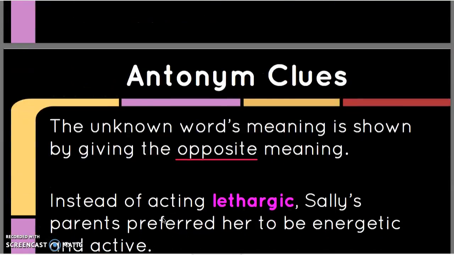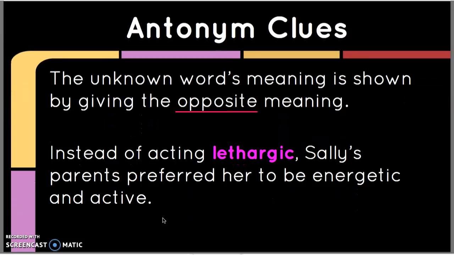All right, last and 4th type of context clues. Yes, there are 4 types of context clues. The 4th clue is an antonym clue. Antonym clues are when the unknown word's meaning is shown by giving the opposite meaning. So we just talked about synonym clues, which are words that are similar. Then you can also have antonym clues, which means that we're talking about things that are opposite of that unknown word or that vocabulary word. You will have signal words to tell you that you are talking about differences in the sentence.